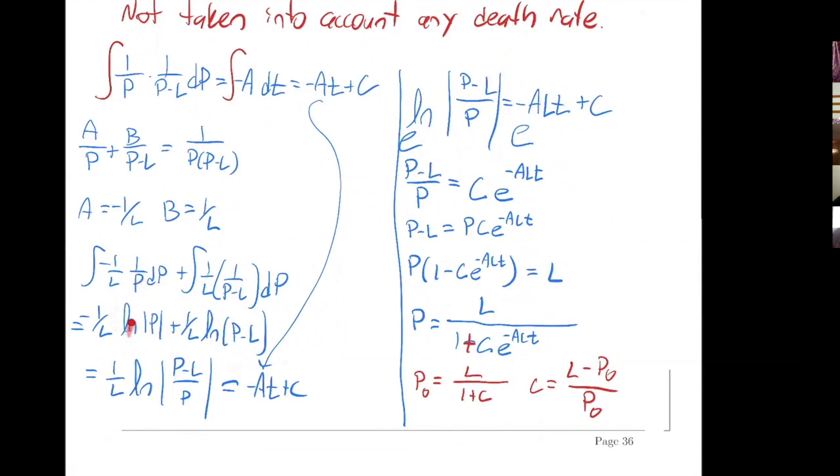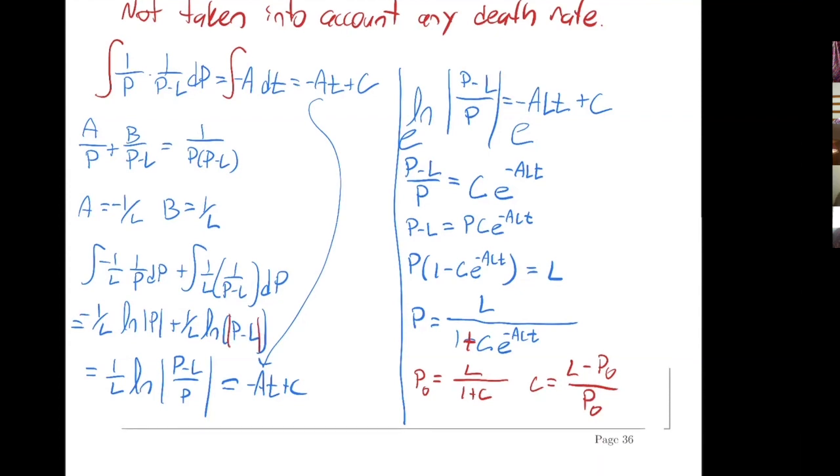And that allows us to integrate each of these things. So when I integrate this, I get the minus 1 over L times the natural log of absolute value of P. And when I integrate this one with respect to P, I get 1 over L times the natural log of P minus L. And here, technically, we should have absolute value.